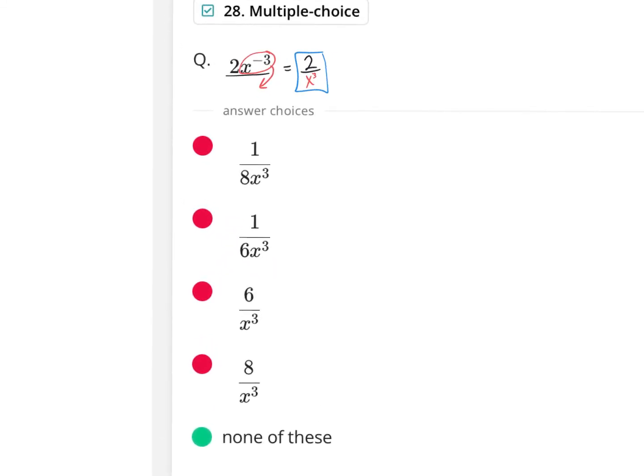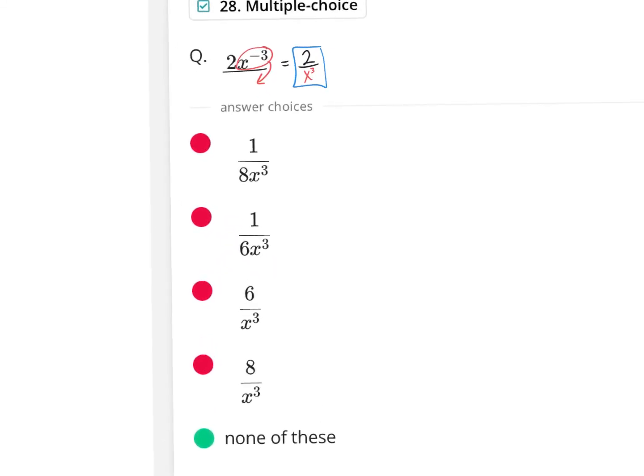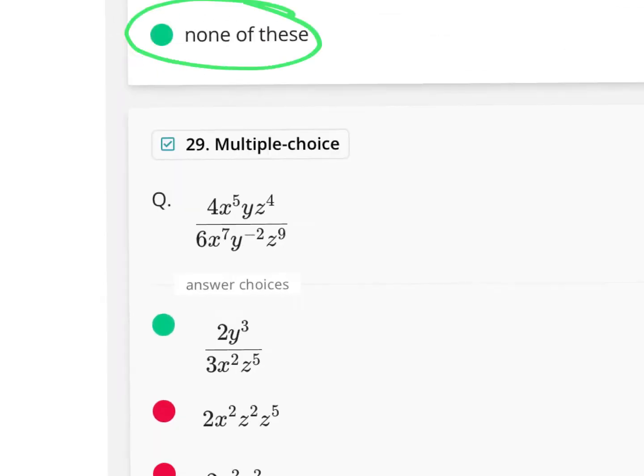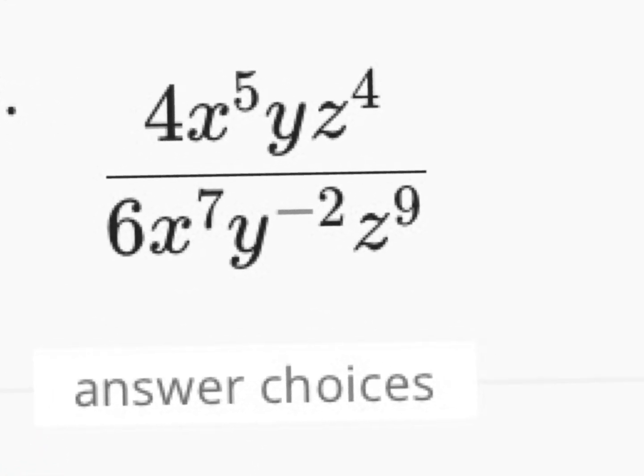Which, when you look at your multiple choice answers, it's not there. So that would be none of these in this case. Oh yeah, it's getting more fun. What could I cancel or reduce? Anybody?